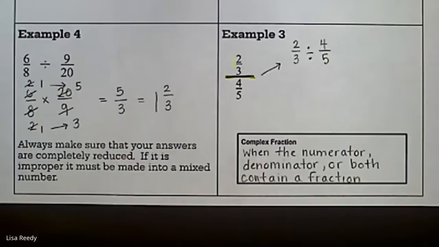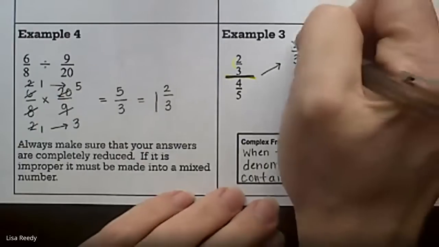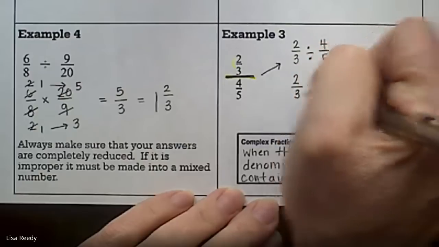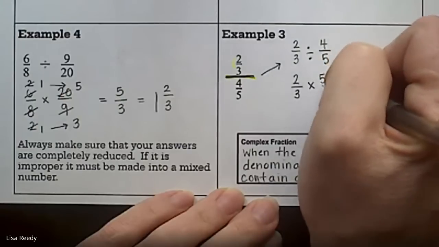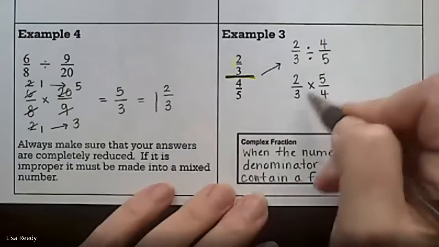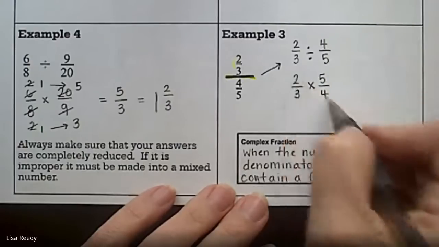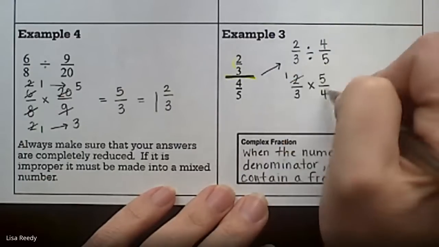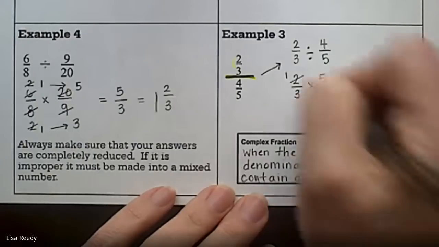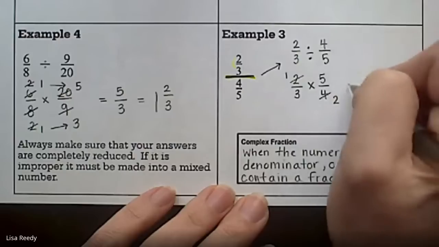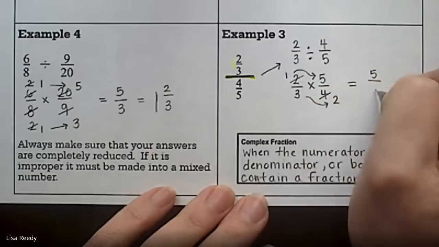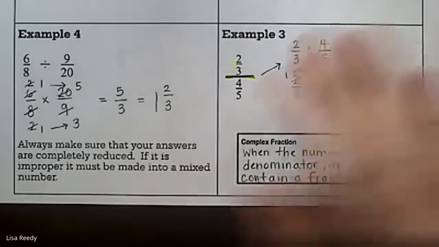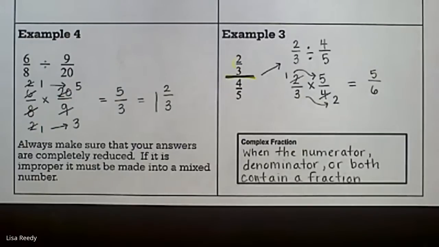And then once you've rewritten it, then you can follow the steps. So 2/3 stays 2/3. Division becomes multiplication. And 4/5, the reciprocal is 5/4. Check my diagonals, 3 and 5. Nothing. 2 and 4, yes. 2 goes into 2 once. 2 goes into 4 twice. 1 and 3, nothing. 5 and 2, nothing. So when I multiply across, I have 1 times 5, which is 5. And 3 times 2, which is 6. And this is not improper, and it can't be reduced anymore. So the answer is 5/6.